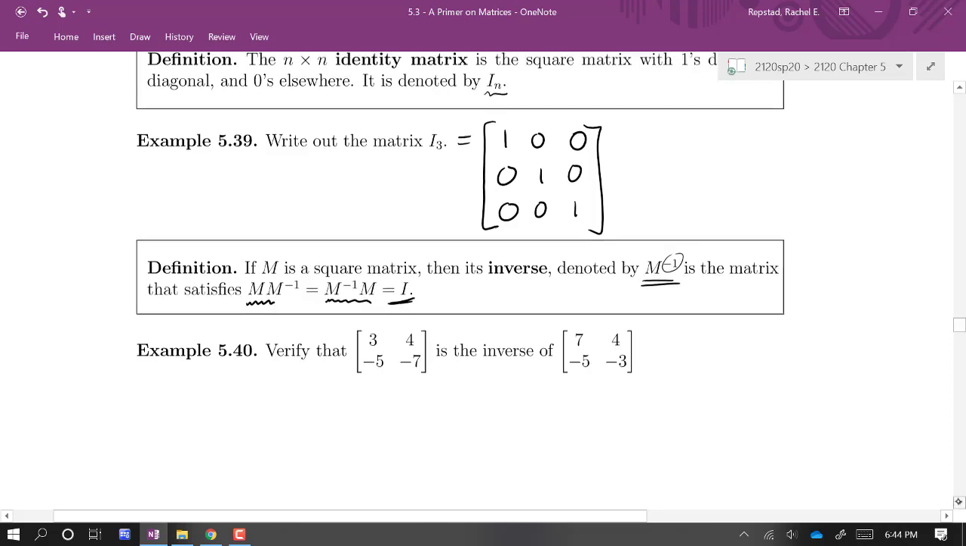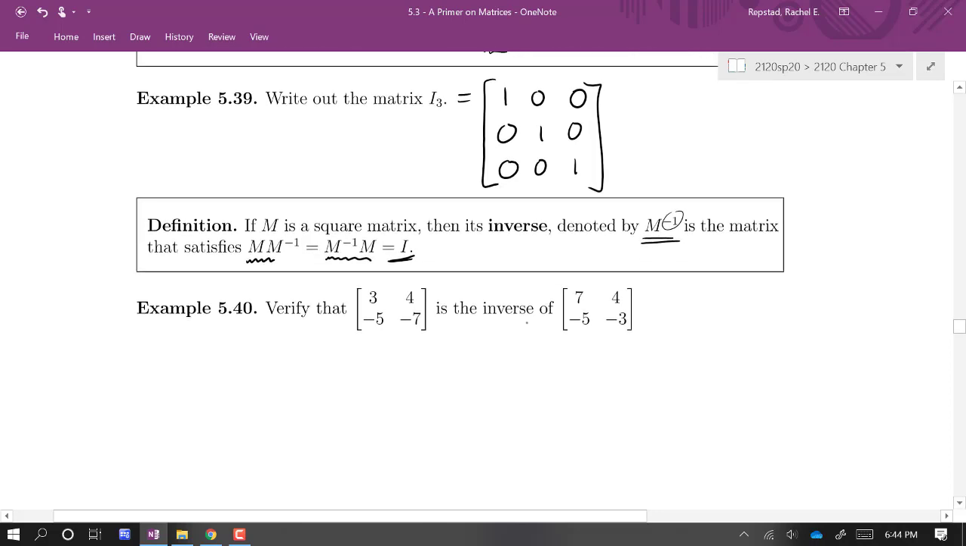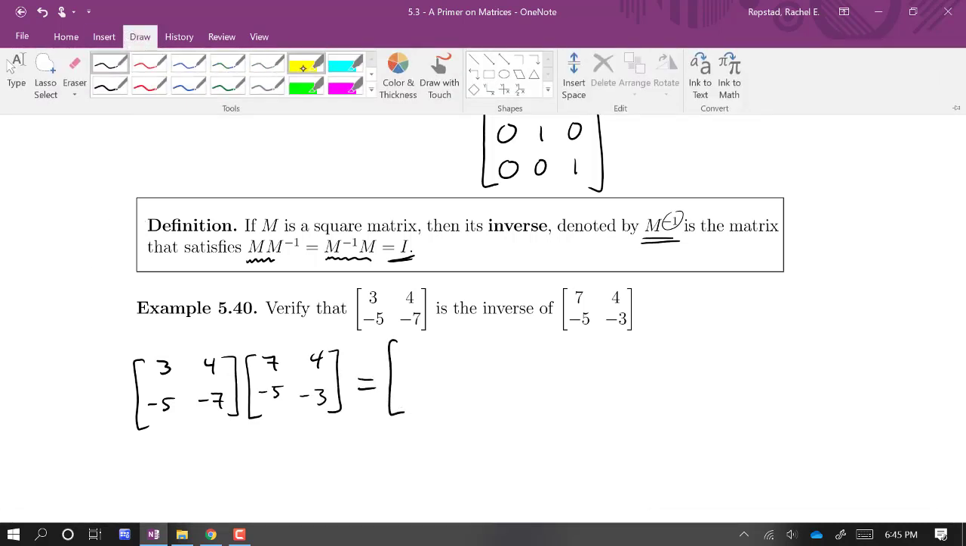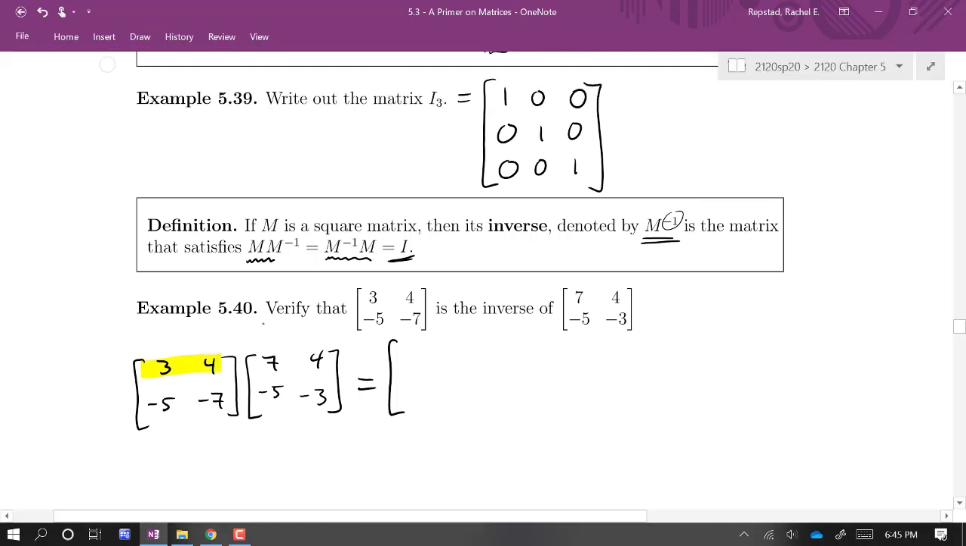So we could verify that these two matrices are inverses of each other. The way we'll do it is just by multiplying them. If we multiply them together and we get the identity matrix, then that means they're inverses. So let's start with the top row. I'm going to do first column.